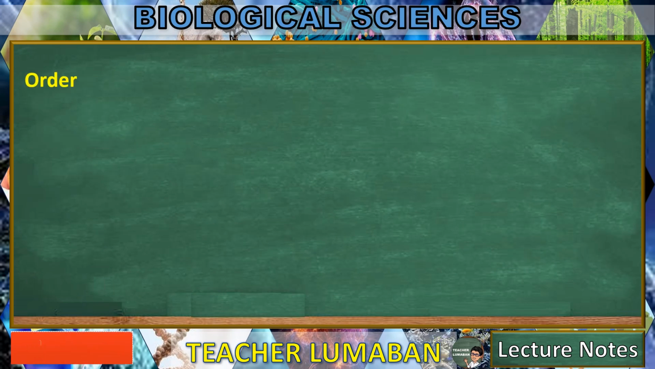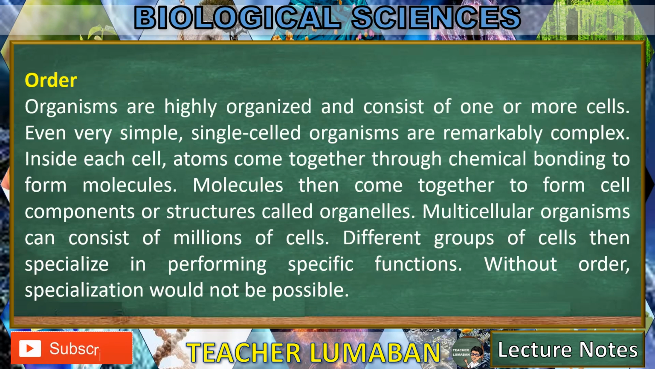Order. Organisms are highly organized and consist of one or more cells. Even very simple, single-celled organisms are remarkably complex. Inside each cell, atoms come together through chemical bonding to form molecules. Molecules then come together to form cell components or structures called organelles.